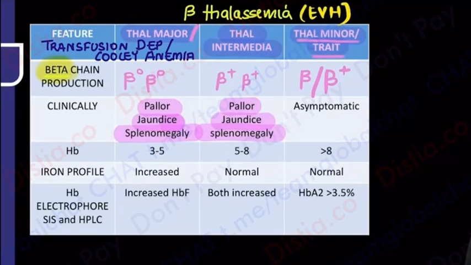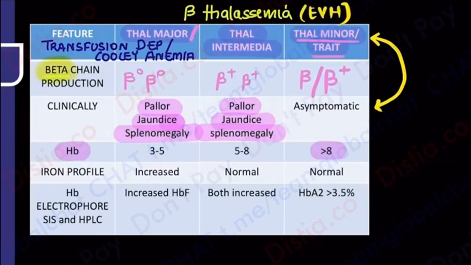But beta thalassemia minor or trait patients, sometimes even for an entire lifetime, don't get to know that they have thalassemia. Why? Because they are totally asymptomatic. Look at their hemoglobin level. Their hemoglobin is well above 8. Why will someone with 8, 9, 10 hemoglobin have any symptoms? These patients are asymptomatic till the time you do some tests.